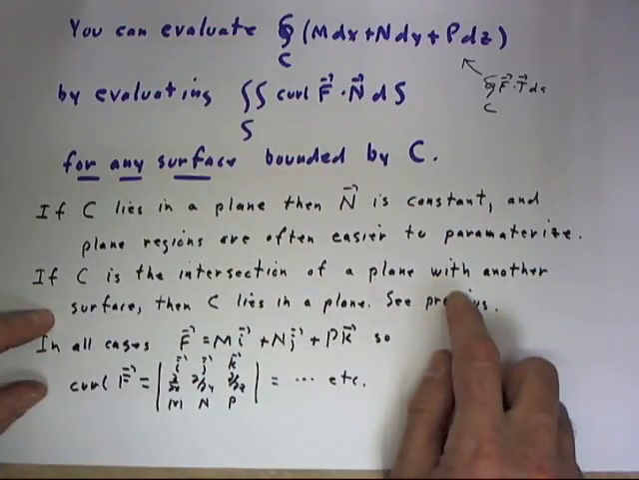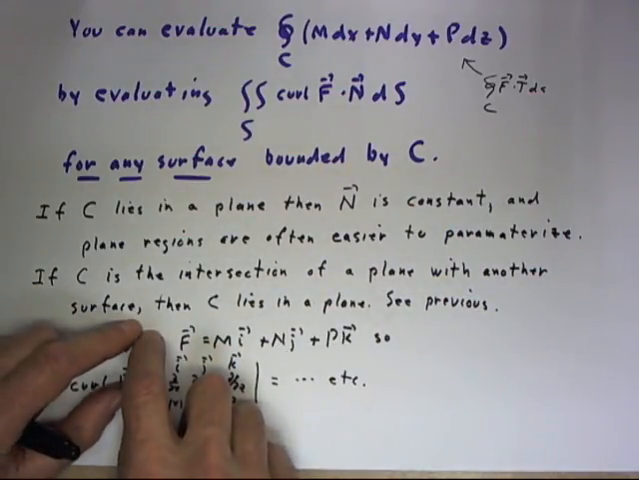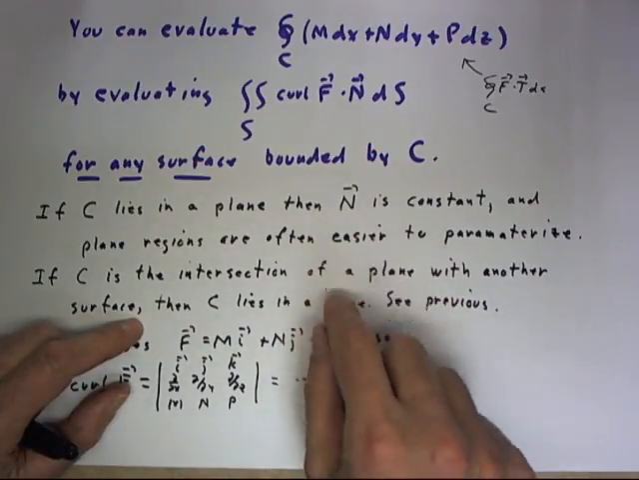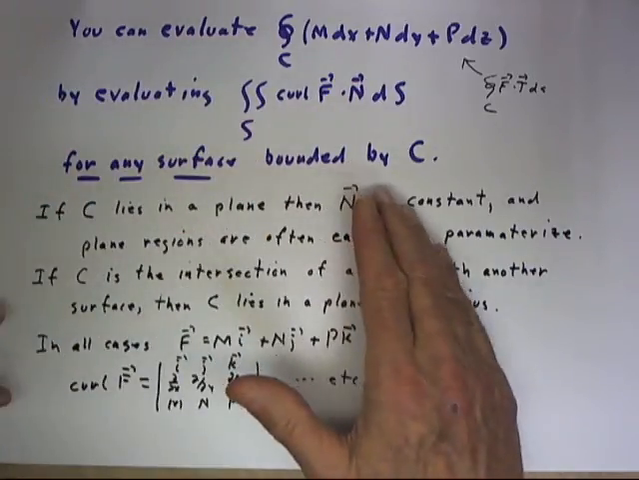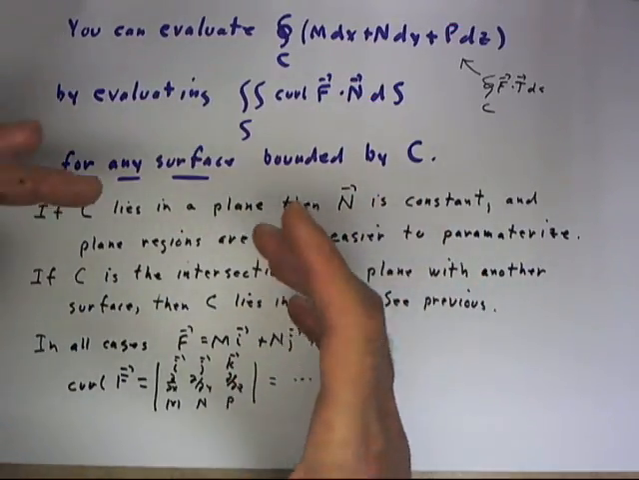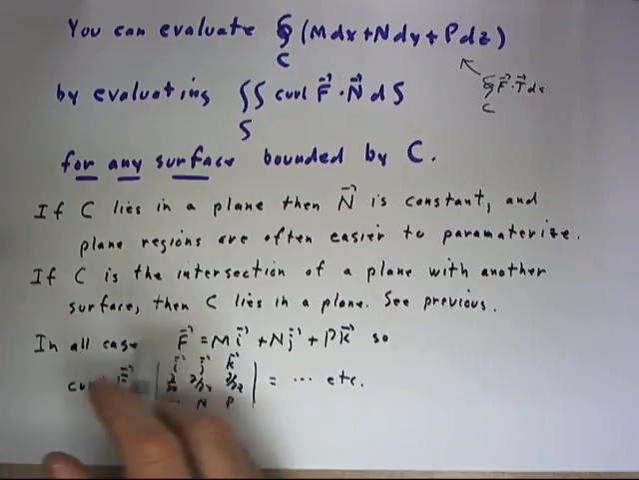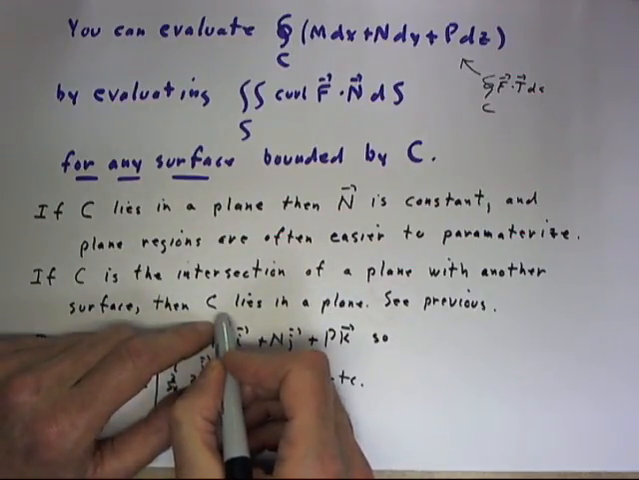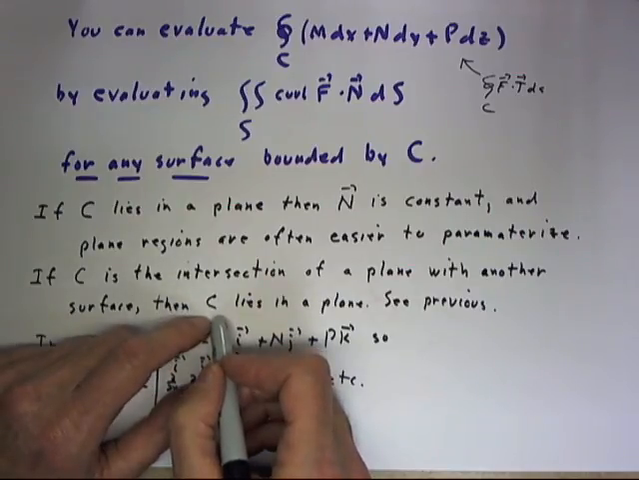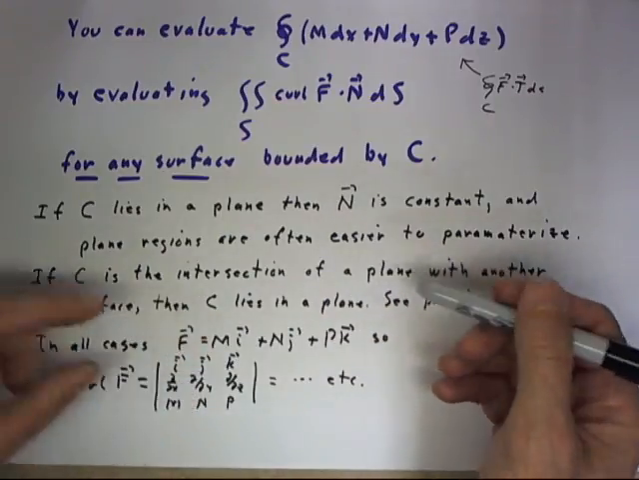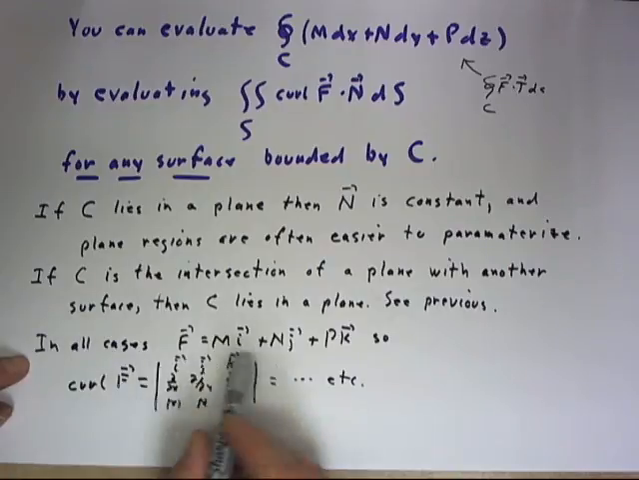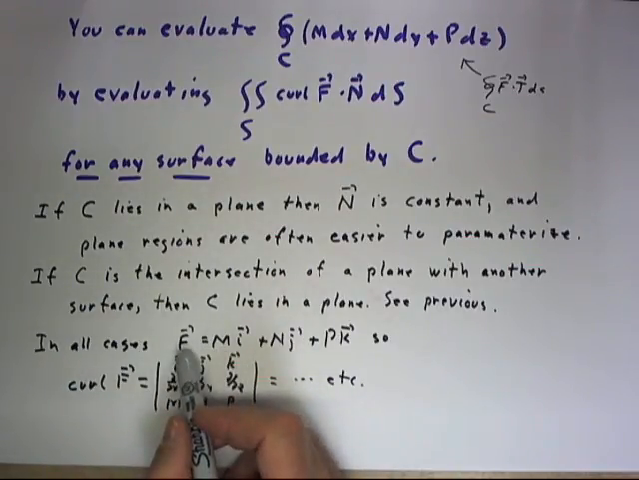If C is the intersection of a plane with another surface, then C lies in a plane. If we cut a paraboloid with a plane, cut a sphere with a plane, cut anything with a plane, then C is going to be a plane curve, and the region bounded by C can be the region of the plane that lies within that curve. Again, that's going to make things easier.